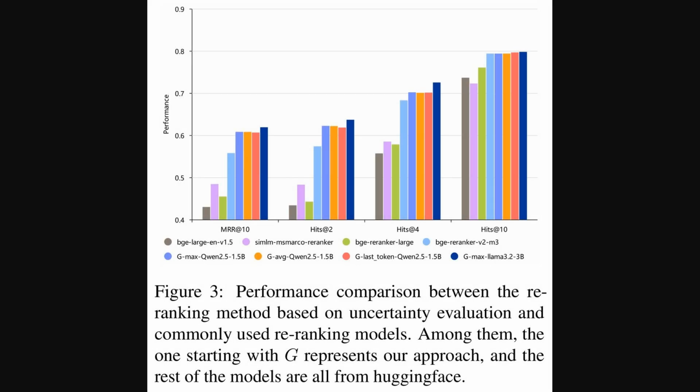Okay, so this next figure, figure 3, delves deeper into that uncertainty-aware re-ranking for Retrieval-Augmented Generation. It is comparing their re-ranking method, those are the bars starting with a G, against several standard re-ranking models. We are looking at performance using metrics like mean reciprocal rank at 10 or MRR at 10, which tells us on average how high up the best piece of retrieved information is in a list of 10, and hits at K, which checks if any good information is in the top K results. Their G methods generally show strong results here.